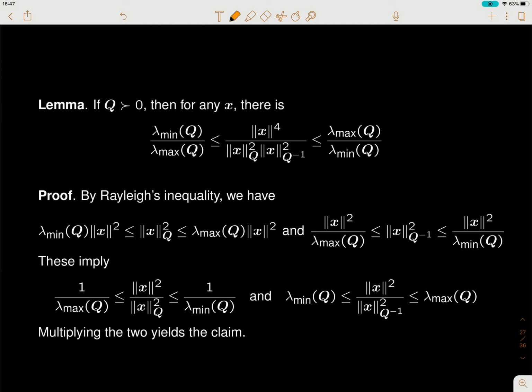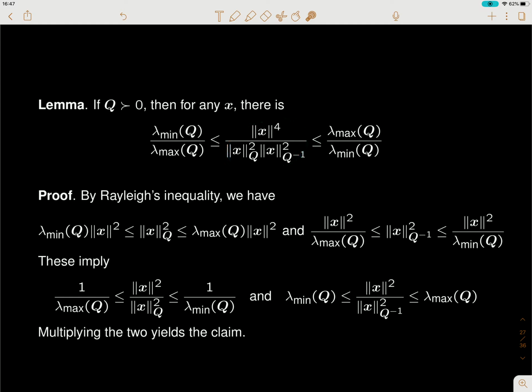Based on what we just showed, there is a very easy way to get the following inequality. The lemma says that if Q is symmetric positive definite, then for any vector x, we have this ratio bounded between these two numbers. The left-hand side is like lambda n over lambda 1, and the right-hand side is lambda 1 over lambda n. This is very easy to show since we already have the Rayleigh inequality. So we factorize this into two parts.